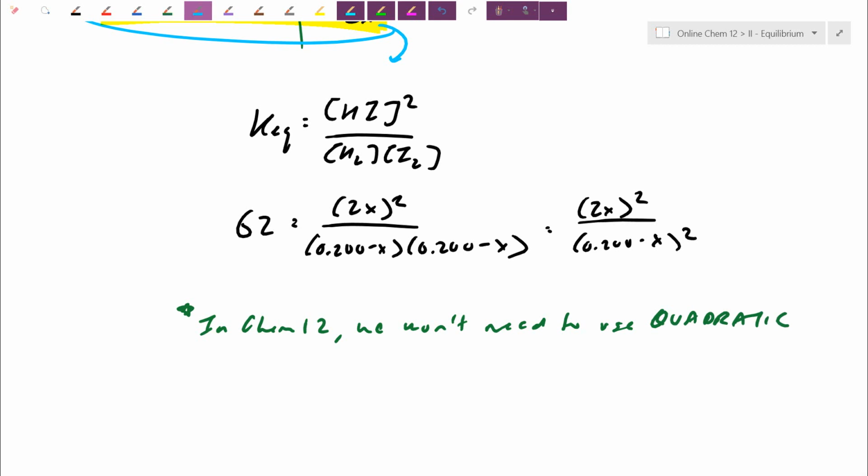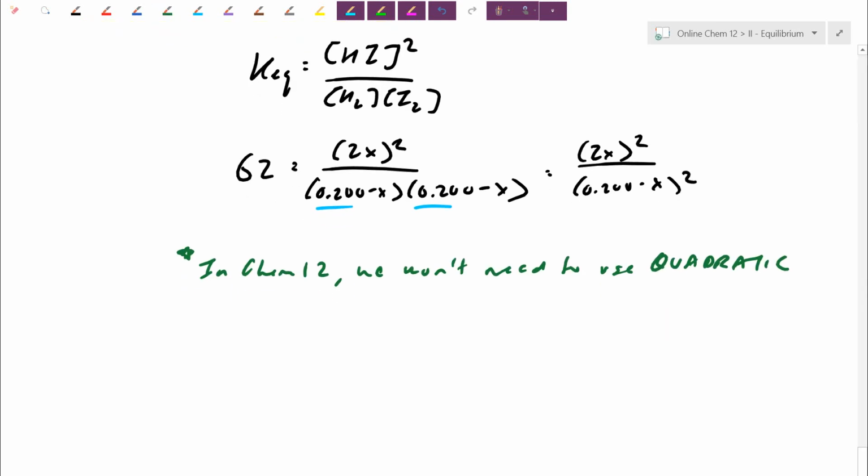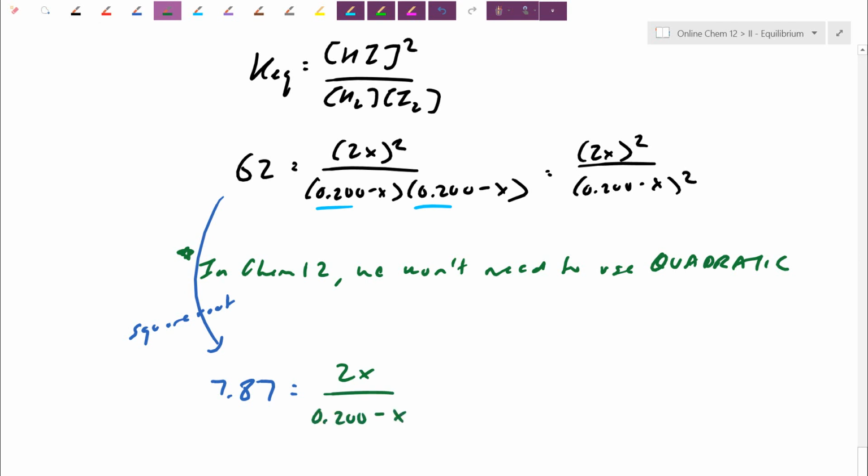This time they worked out nicely because the H2 and the I2 were pumped in with the same numbers. In this case, because both of them are being squared, what we can do mathematically is just take square roots of both sides. Now I know the square root of 62 is not a nice number, but it's just going to give you some decimal. Root of 62 is 7.87, give or take. When I take a square root of two things that are multiplied, it basically gets rid of both of the squares for me, and therefore I'm left with 2x over 0.200 minus x.